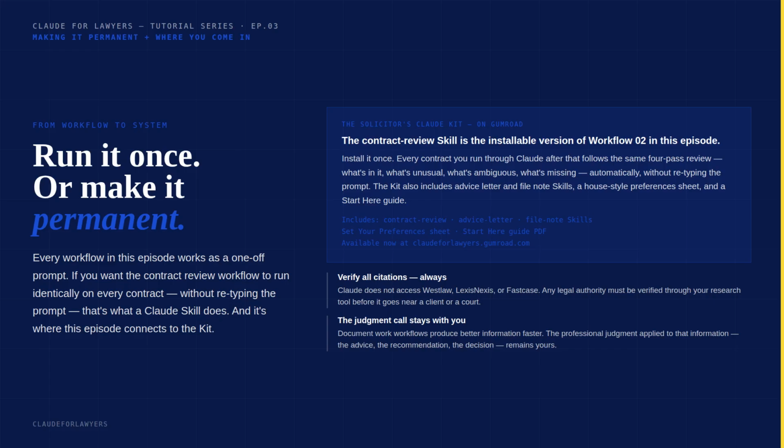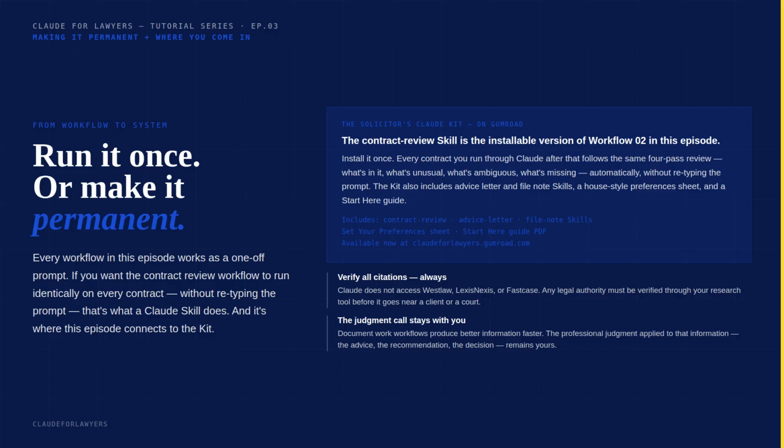Two things that don't change regardless of which workflow you use. First, verify all citations. Claude does not access Westlaw, LexisNexis, or Fastcase. Any legal authority Claude mentions must be verified through your research tool before it goes near a client or a court. This applies to every workflow in this episode without exception.